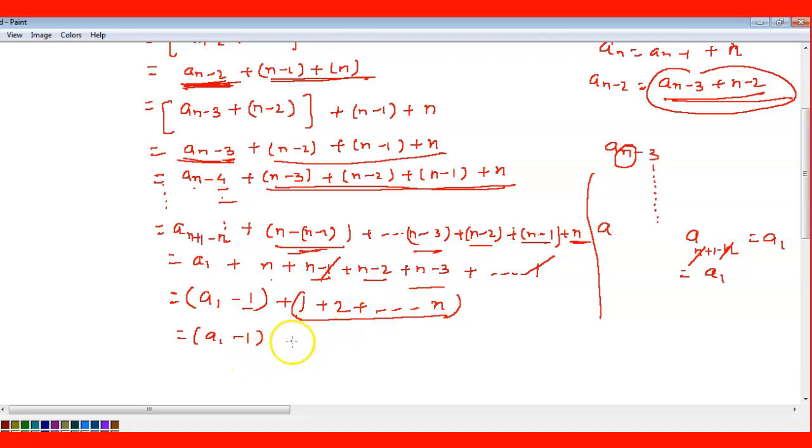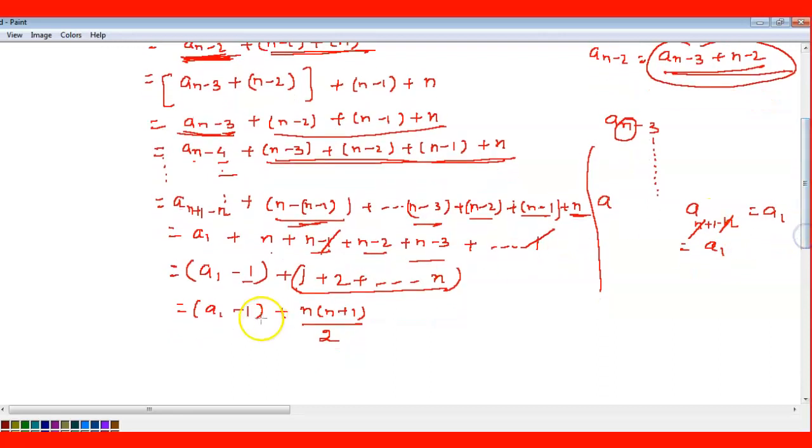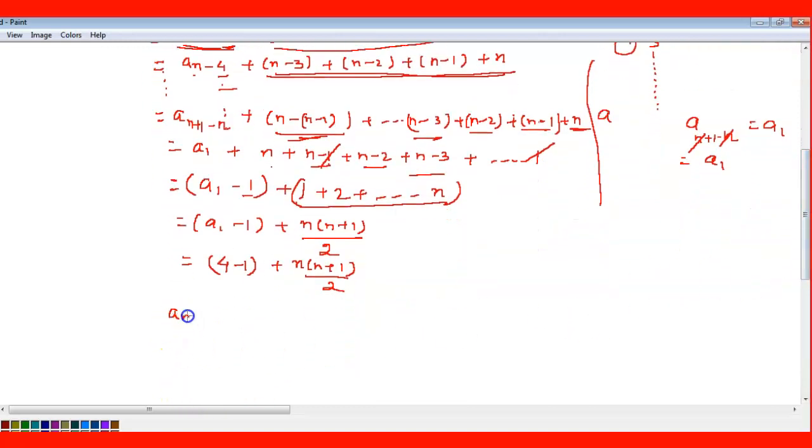Sum of natural numbers is n into n plus 1 by 2, right? Now a1 value we already know, that is 4. So 4 minus 1, this becomes n into n plus 1 by 2, right? So we can write it here, this an is equal to 4 minus 1 is 3 plus n into n plus 1 by 2. This is your explicit function.